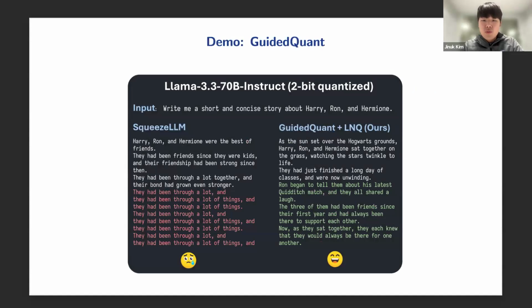We start with a qualitative demo on Llama 3.3 70 billion instruct model quantized into 2 bits. The prompt asks for a short story about Harry, Ron, and Hermione.